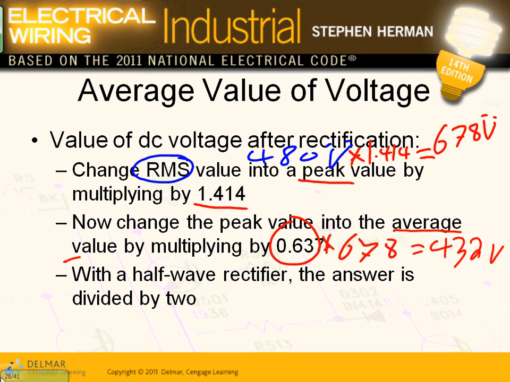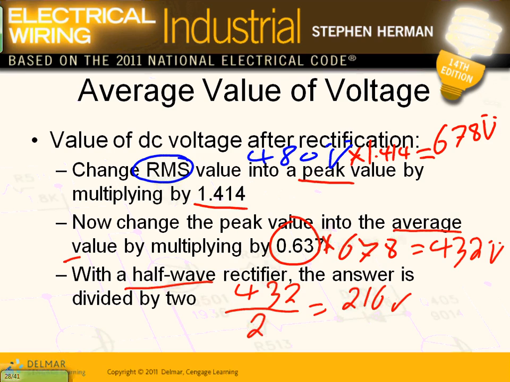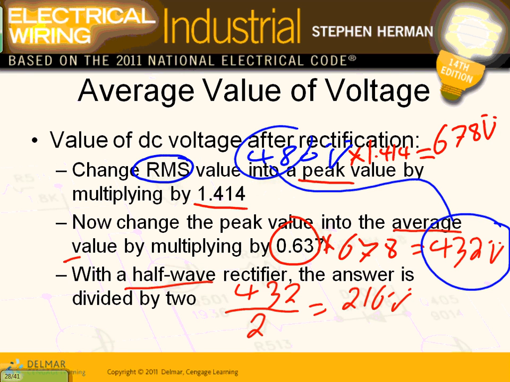432 volt. If it's single half wave, which you don't usually use, you divide this number by 2. So what do you get? Divide by 2, that will give you 216. Okay, so long story short, most likely full wave. So you took a 480 and you converted it down to 432 volt DC.